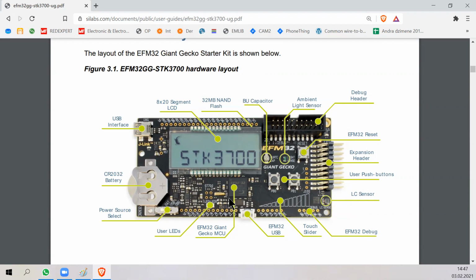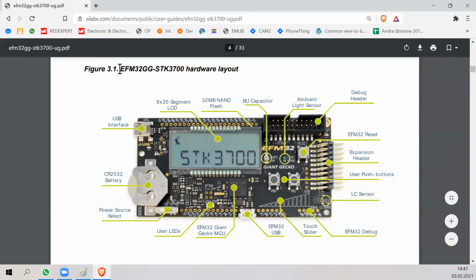In these labs, we will be programming on these Silicon Labs microcontrollers EFM32, which basically says it is a 32-bit microcontroller.